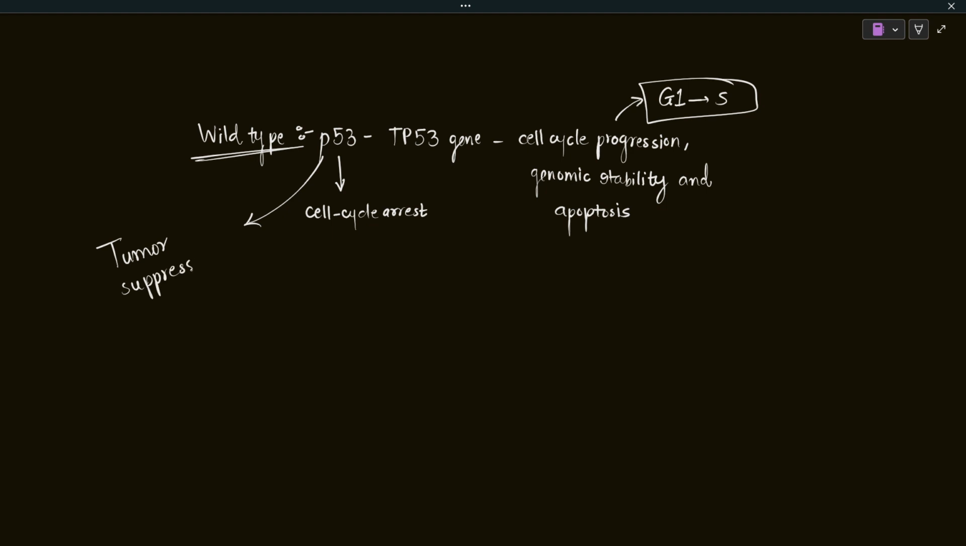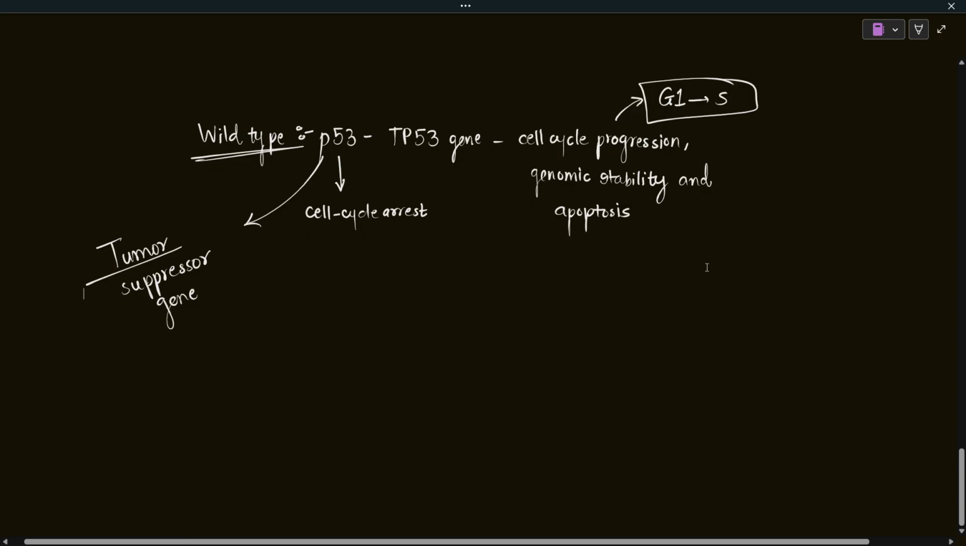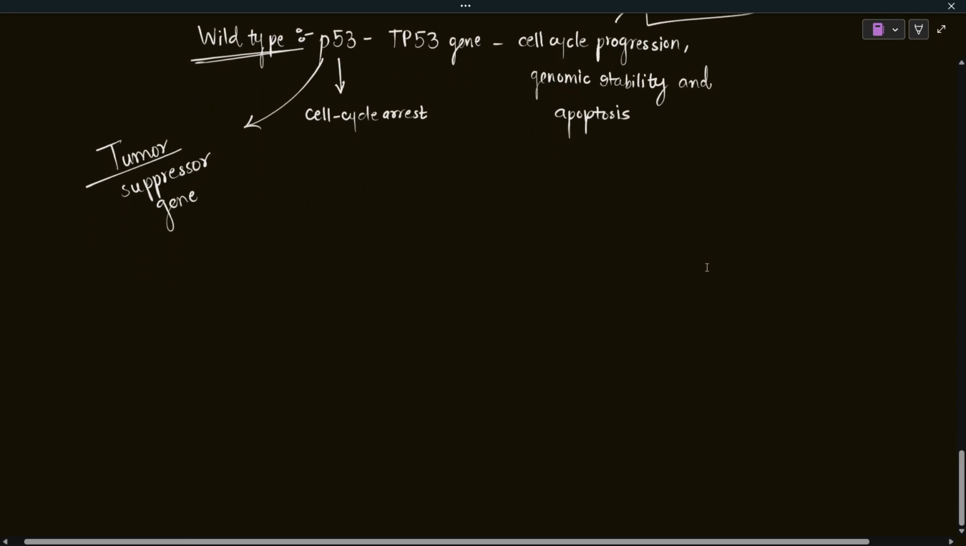Because it is going to lead to the suppression of tumor, it keeps a check that uncontrollable growth and uncontrollable proliferation do not happen when it is functioning properly. So once the wild type p53 loses its function, it is going to lead to cancer due to the uncontrollable growth. So let's learn about p53 in detail. How does it lead to the cell cycle arrest and what does it do?